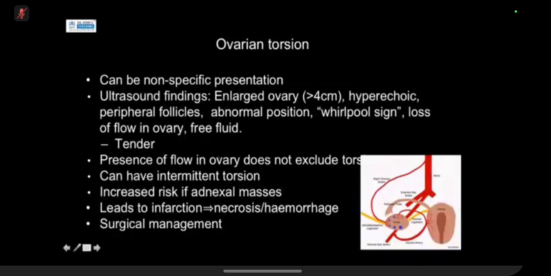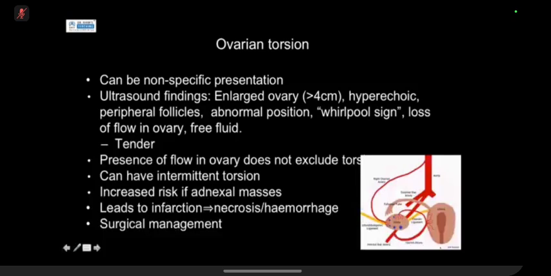It's important to be mindful that presence of flow in the ovary does not exclude torsion, because the ovary has a dual supply. It has supply from the ovarian artery, which is a branch from the aorta, but branches of the uterine artery also supply the ovary.